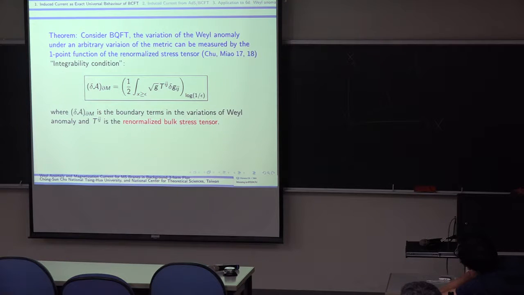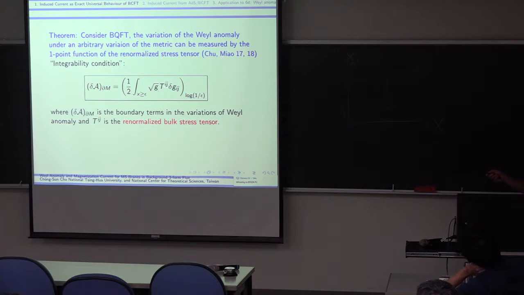There's something I call a theorem, just to draw attention. It's not really some fancy theorem, but it can be established quite generally and easily. It's a relation between the variation of the boundary Weyl anomaly, where delta M is the boundary, and an integral that is computed in this way.